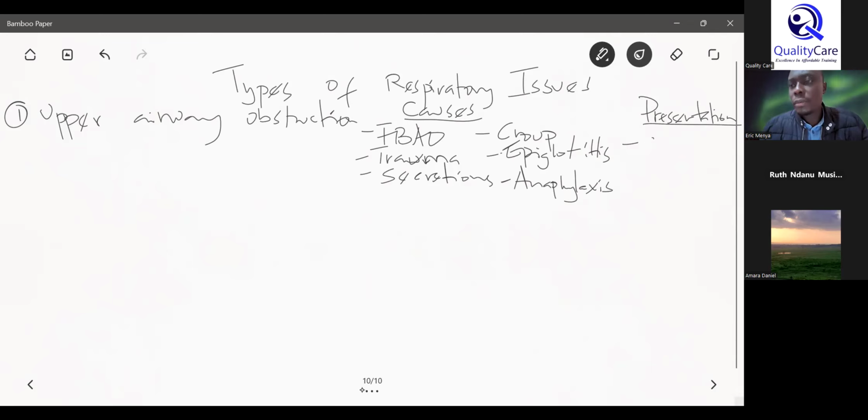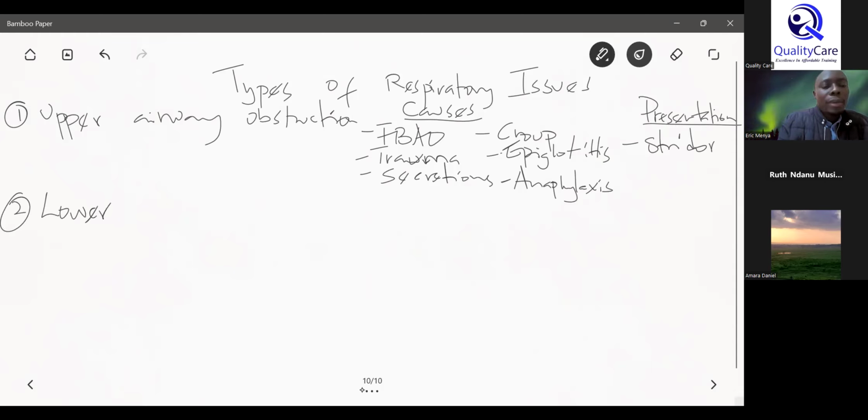Stridor. Now, when it comes to management, that is where your assignment is. Please go and have a look at how we manage. If we are talking about croup, how do we manage mild croup? How do we manage moderate? How do we manage severe? When it comes to anaphylaxis, how do we manage? FBAO, I know we already know. Depending on the age, we'll do either the abdominal thrust or 5 back blows alternating with 5 chest thrusts. So go and have a look at how we manage.